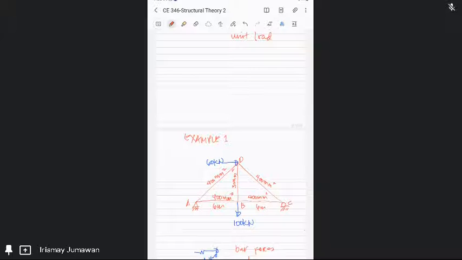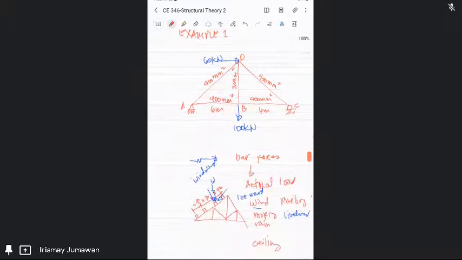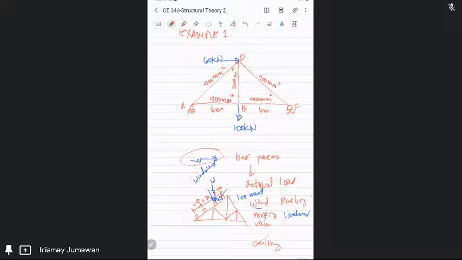But for those joints, you can directly solve it without even showing the method of joints. So you can just solve it. Again, I presented here the bar forces from the actual load. This one is the direction of the wind on the windward side. The side facing directly into the wind is the windward side, and the force of the wind there is full force.